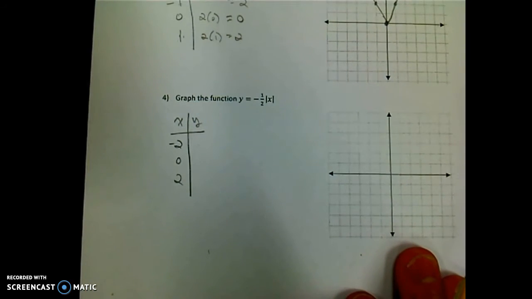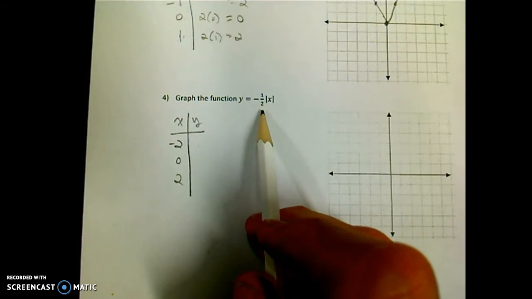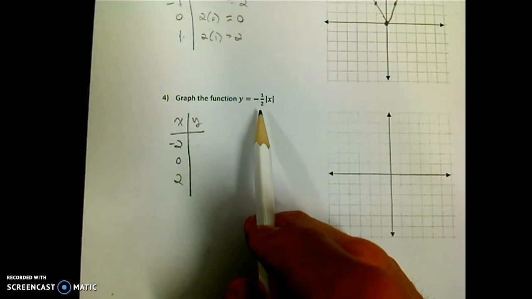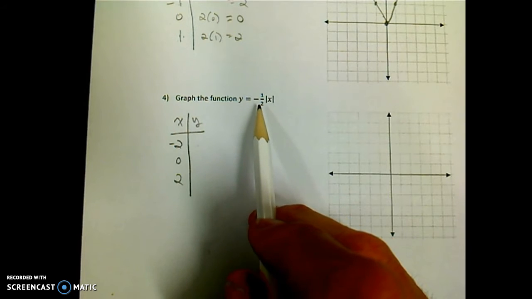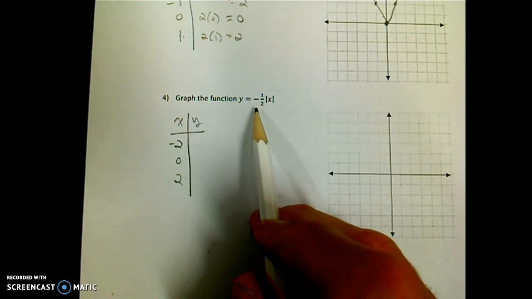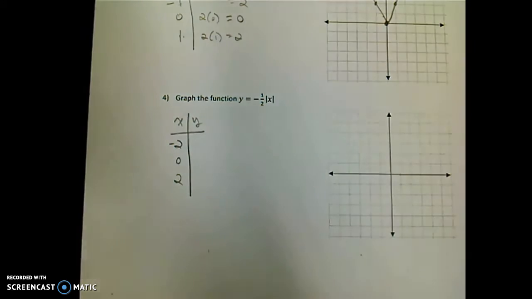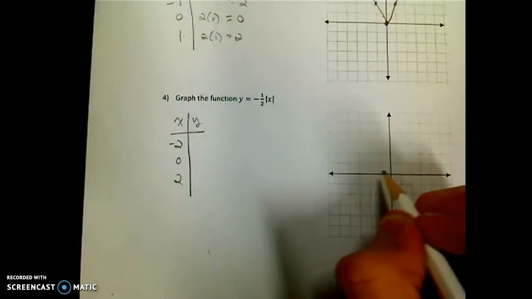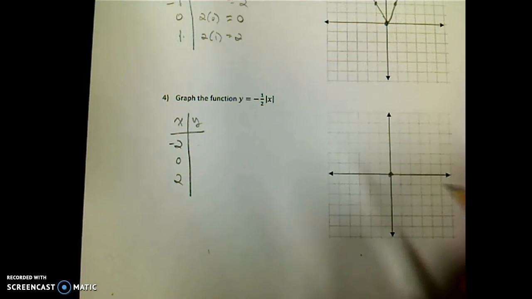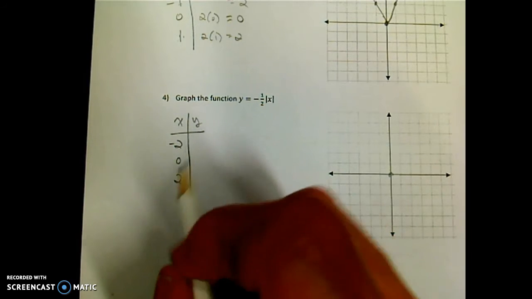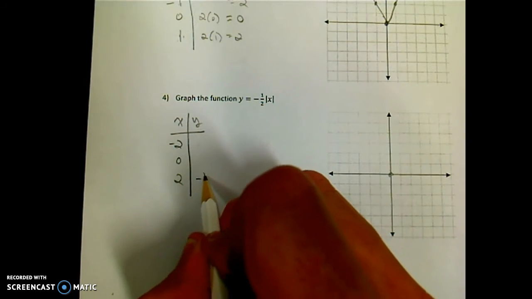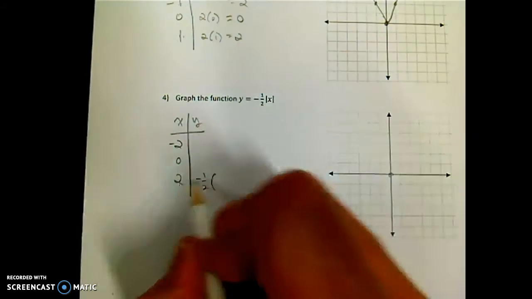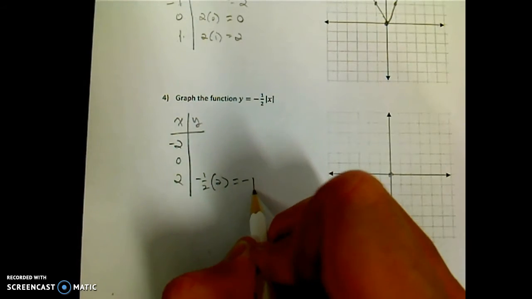Using a trick that they learned in Algebra 1, we recognize that in exercise number 4, whatever the absolute value of x is going to be divided by 2, multiplied by 1/2. So we're going to select negative 2 and positive 2 for our input values, because that'll give us an integer value for our output. So negative 1/2 times the absolute value of 2, which is 2, is going to give negative 1.